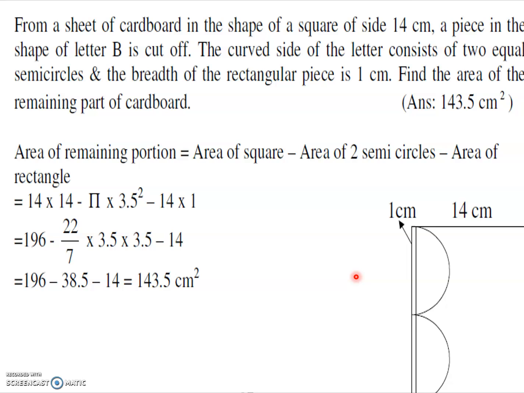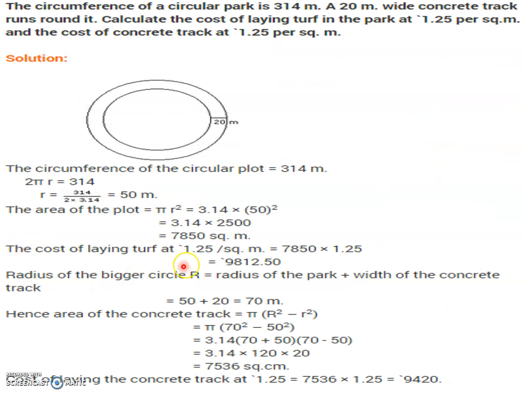Now, let us check the next example. Again, a circle is there. Very interesting. The circumference of the circular park. Okay, that's very important. The circumference of a circular park is 314 meter and a 25-meter wide concrete track runs around. Calculate the cost of laying turf in the park at 1.25 per square meter, and the cost of the concrete track at 1.25 per square meter.